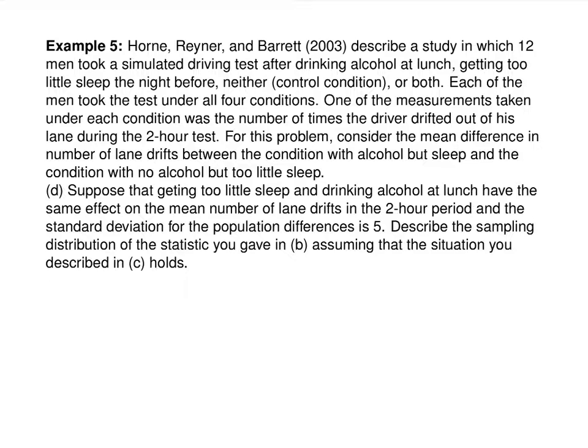Suppose that getting too little sleep and drinking alcohol at lunch have the same effect on the mean number of lane drifts during that 2-hour time period. And we assume the standard deviation for the population of differences is 5. Describe the sampling distribution of the statistic you gave in B, assuming that the situation in C holds. When they say describe this, they want the mean and the standard deviation of that sampling distribution. So the mean, mu sub D, if there is no difference, is going to be 0.